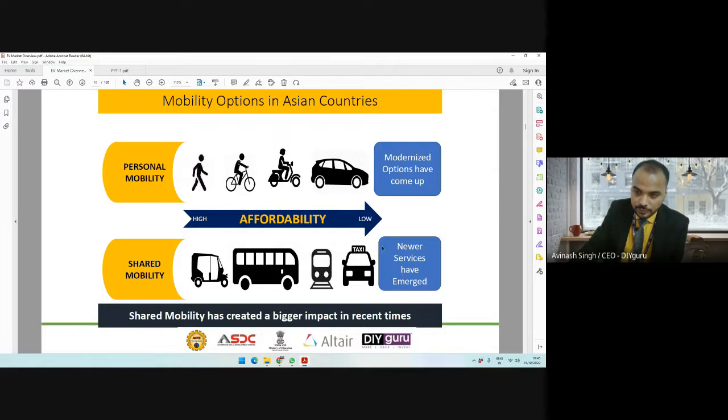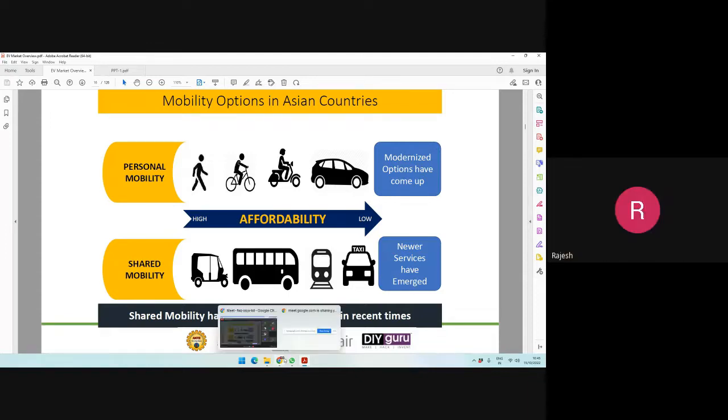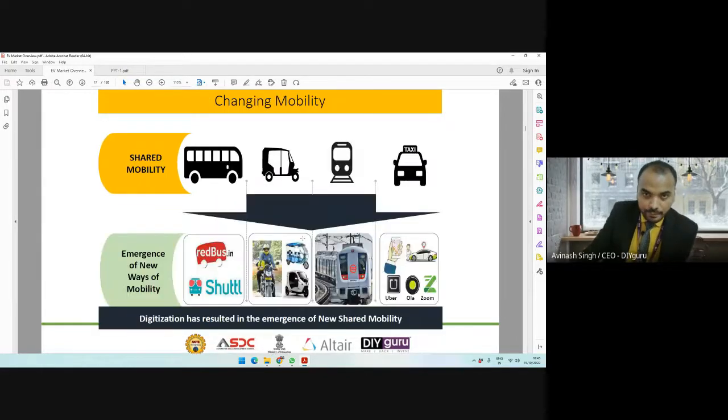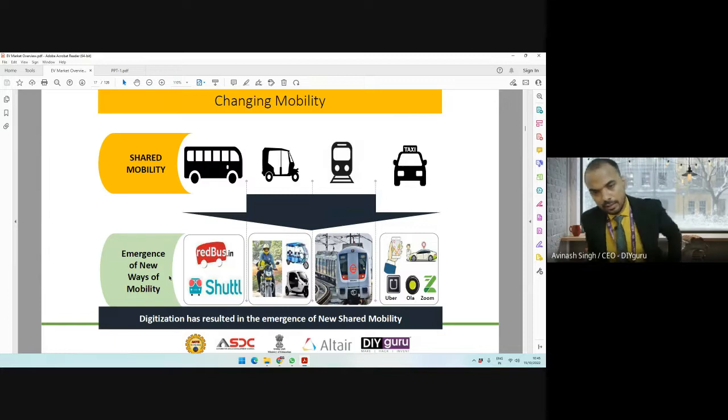Anybody can tell me what should be there here after taxis? Trains. Planes, trains, right? Yeah. So airplanes. That is what I mean in terms of shared mobility, from the high to the lower side. Now, this is changing mobility in terms of shared mobility because of the emergence of new ways of mobility. There are players which have come in this market called Redbus, Uber, Ola, Zoom. They have all been a disruptor of the whole mobility industry.